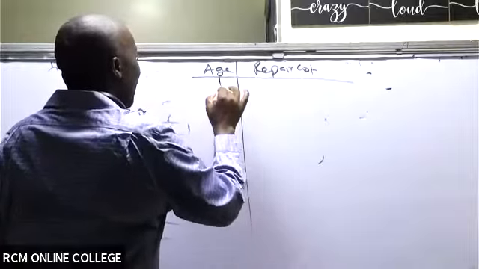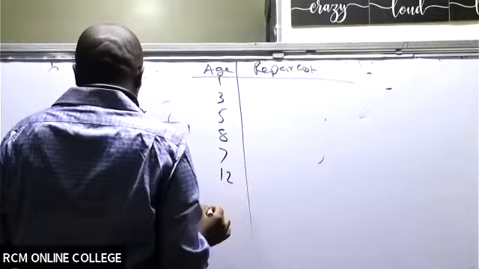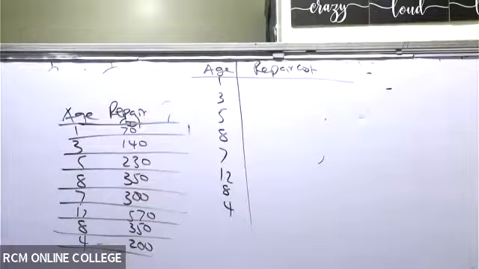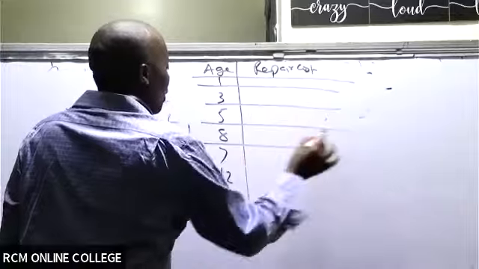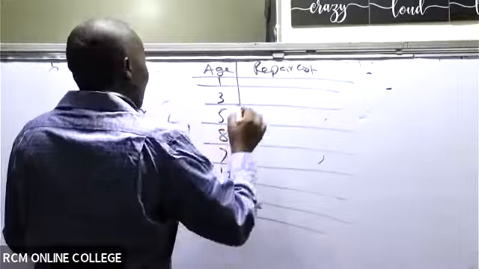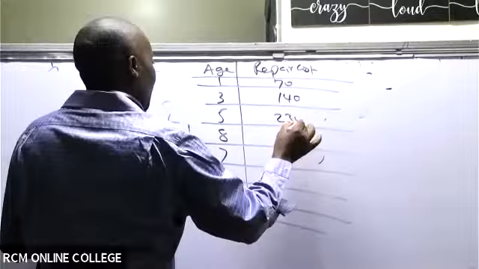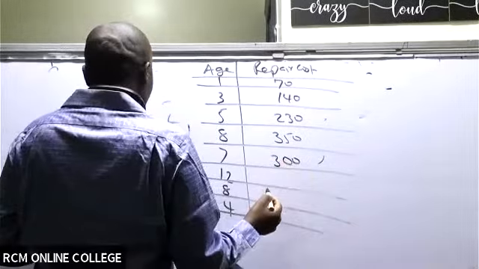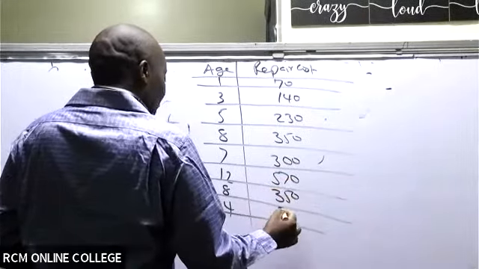So we have here 1, 3, 5, 8, 7, 12, 8, 4, 8, 4, 8, 4 like that. And then of course we have now the repair costs, the corresponding repair costs. What do we have here? The corresponding repair cost, I have 70, 70, 140, 230, 350, 300. Then we have 570. Then we have 350. Then last we have 200.